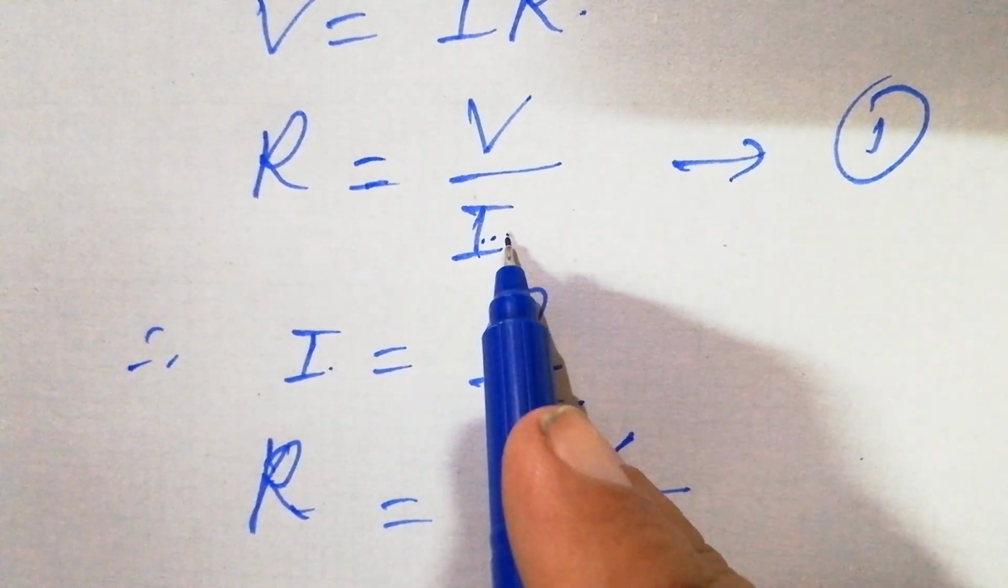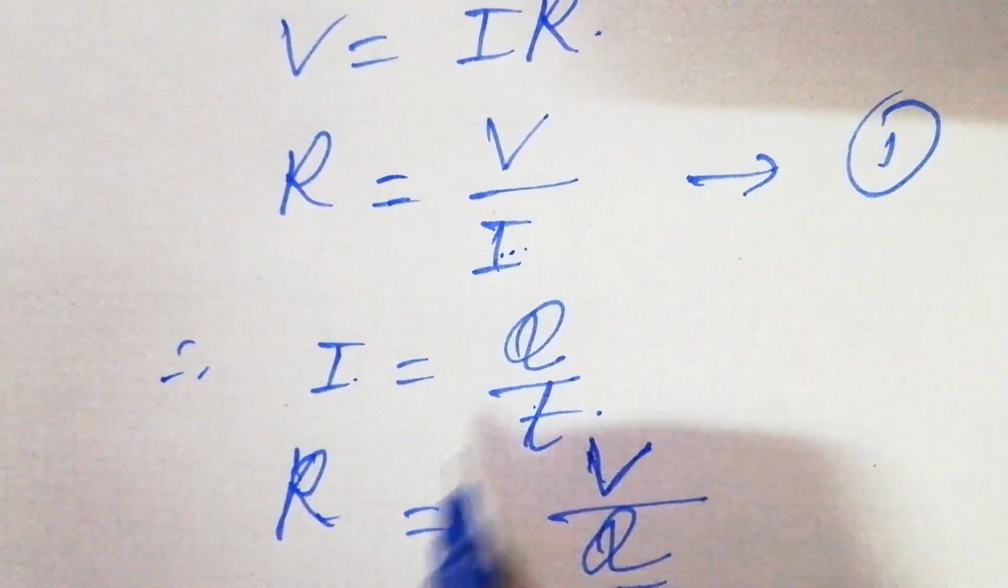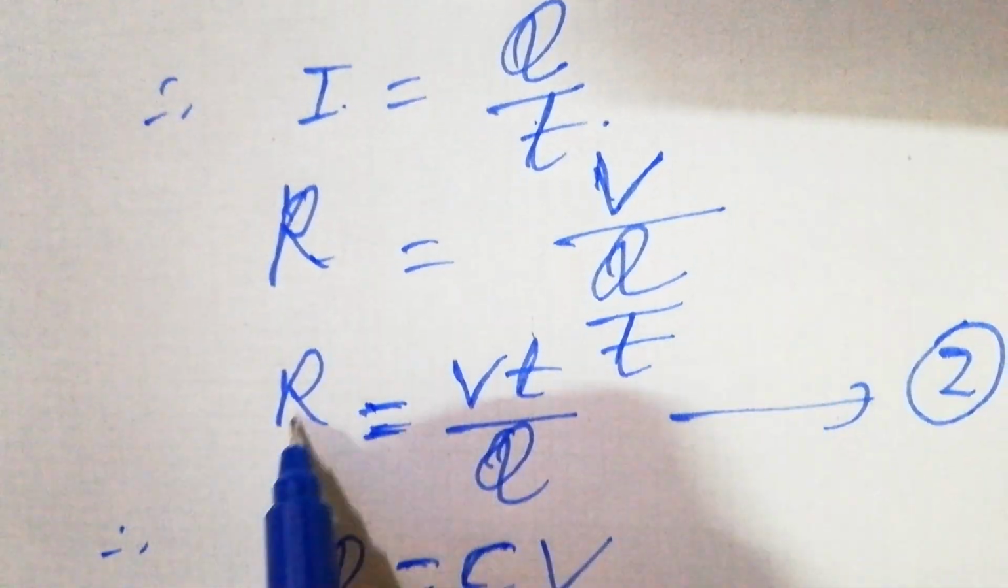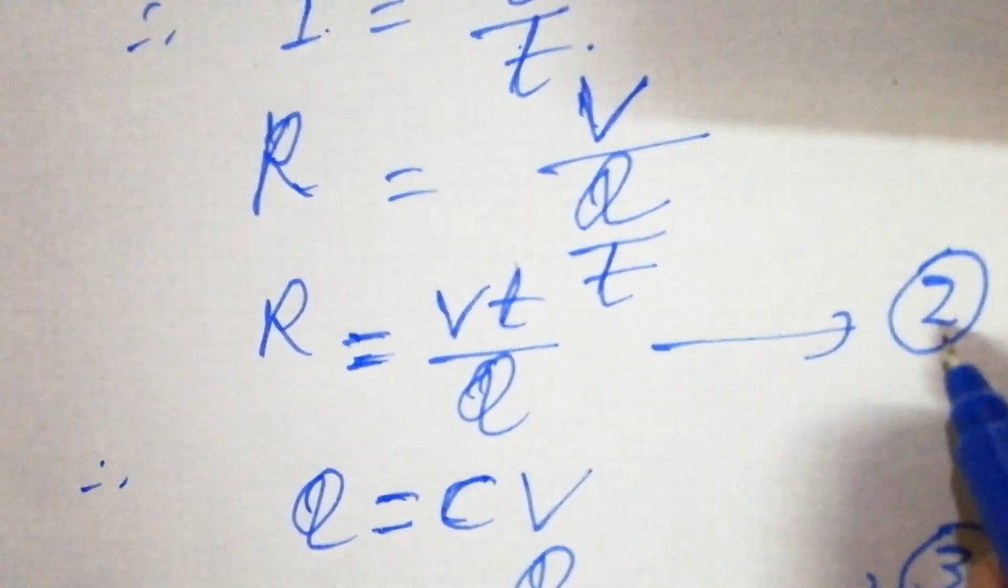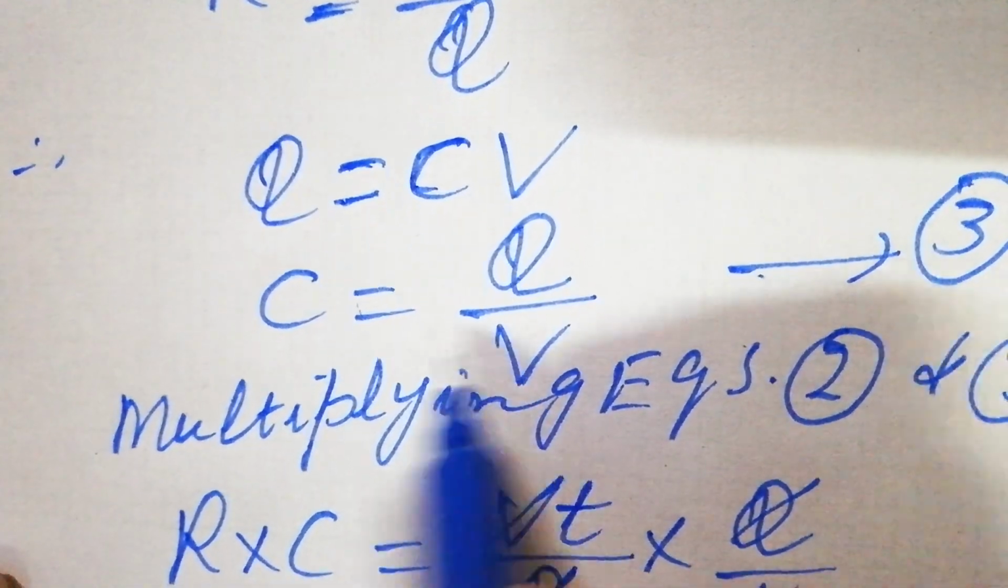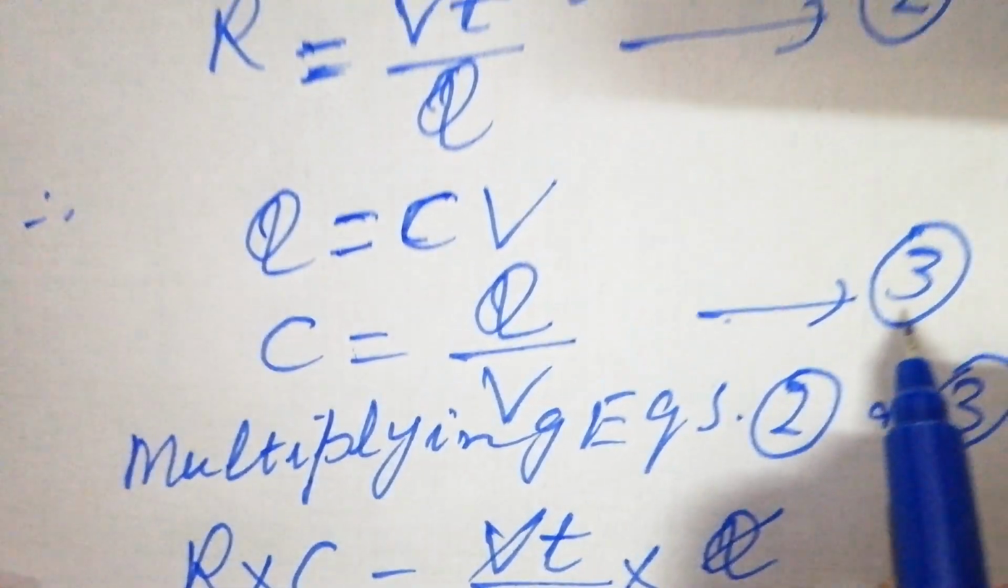So putting this value of I in that equation, R is equal to V over Q by T. So T is shifted upward. So R is equal to Vt over Q. So that's equation number 2. And we also know that in case of a capacitor, Q is equal to CV, C is equal to Q by V. So you just multiply equations 2 and 3.